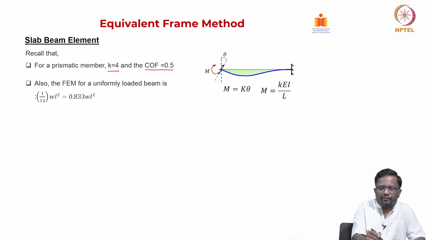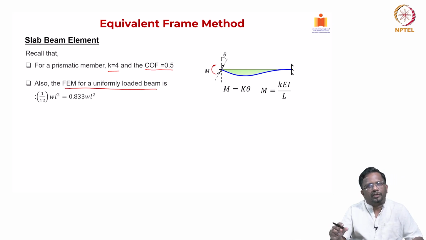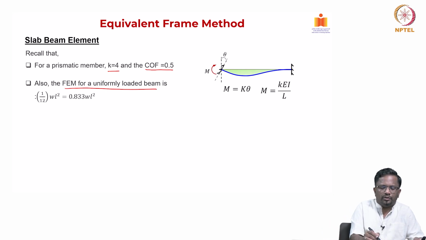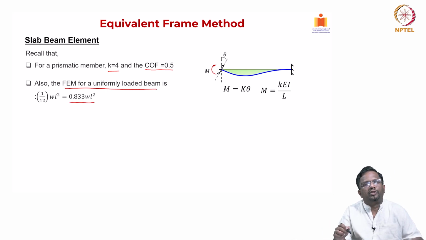And also for the fixed end moment, because in the moment distribution method we are trying to lock the joint and unlock the joint until the equilibrium condition is achieved. When you lock it, you arrest the rotation, so your fixed end moment will develop, which is going to be equal to WL square by 12, which is actually 0.0833 WL square.